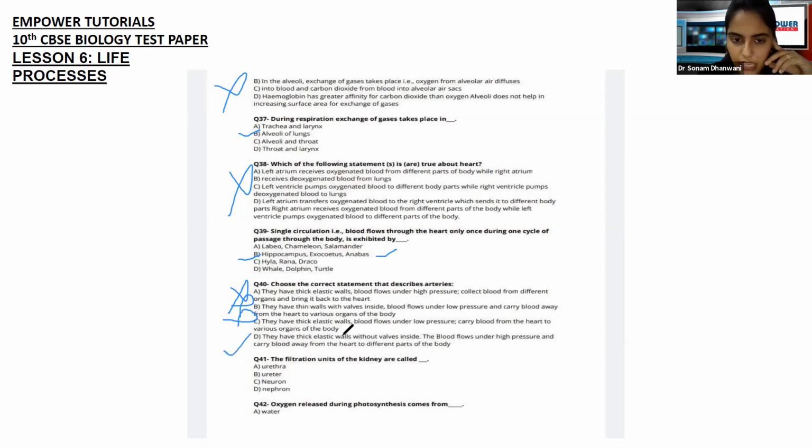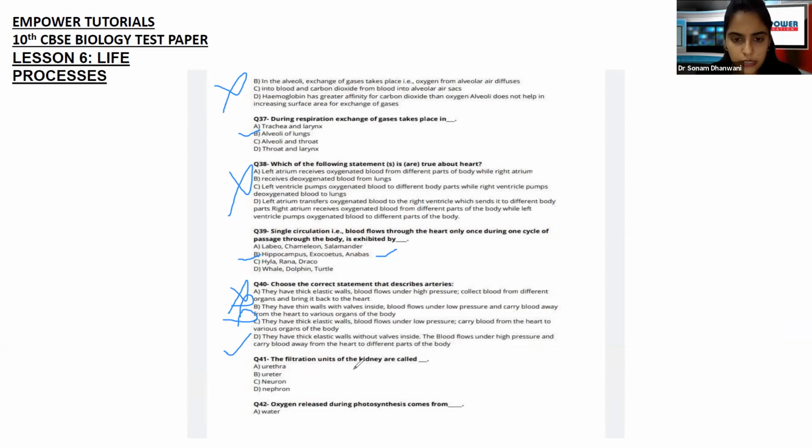Right? They have thick elastic walls without valves. When arteries are without valves, where are these valves exactly present? Correct, they are present in the veins. Next, the blood flows under high pressure. Remember the characteristic features of arteries: no valves, thick elastic walls, blood flows under high pressure, and arteries take the blood away from the heart and veins bring it towards the heart. Okay, so D is the answer to this. Okay, going ahead.